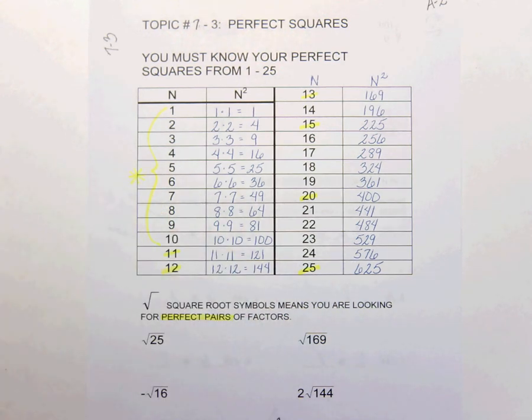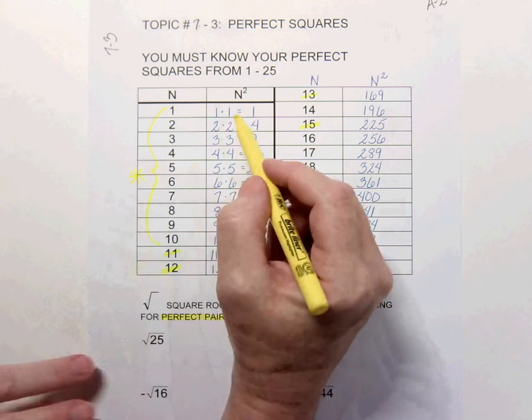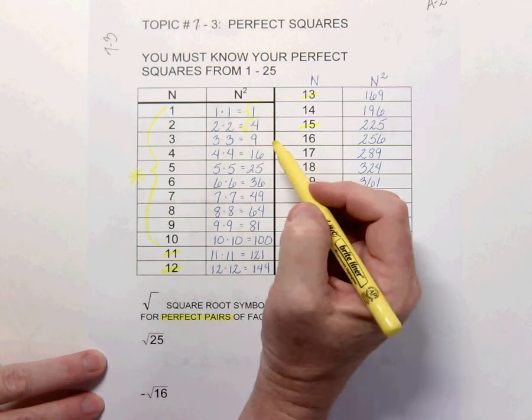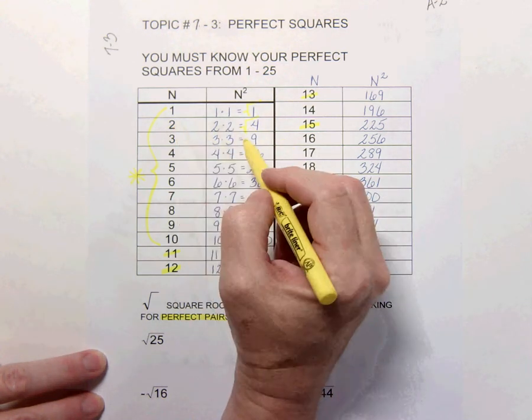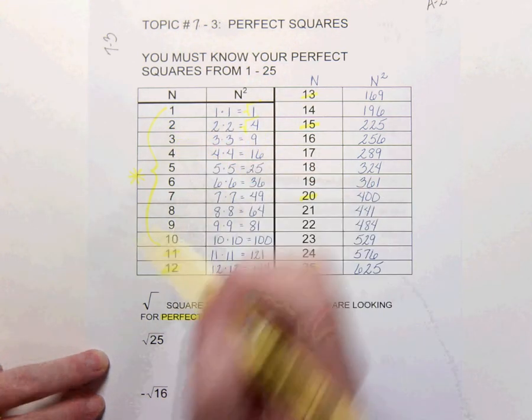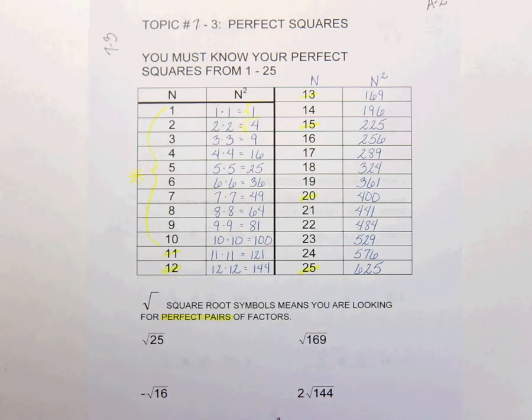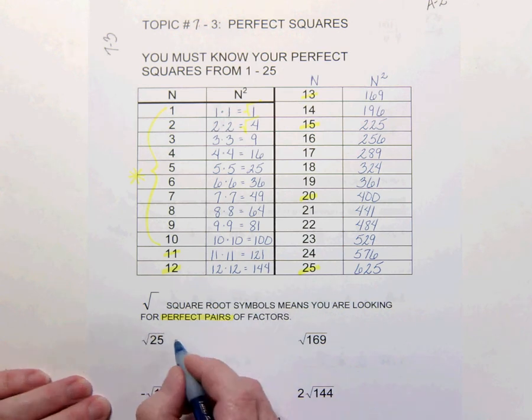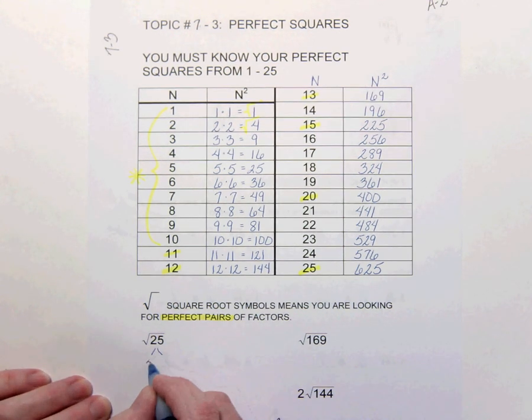So when I say a perfect square, you're saying the square root of 1 is 1. The square root of 4. So that would be like putting a square root sign around each of these numbers. The square root of 4 is 2. The square root of 9 is 3. So we have to know our square roots. So looking at the square root symbols means you're looking for perfect pairs. How many of the same number can I get from the square root of 25? That would be a pair of 5s.